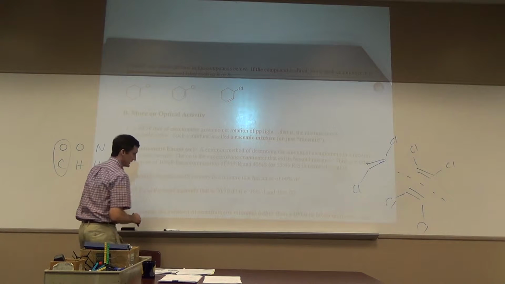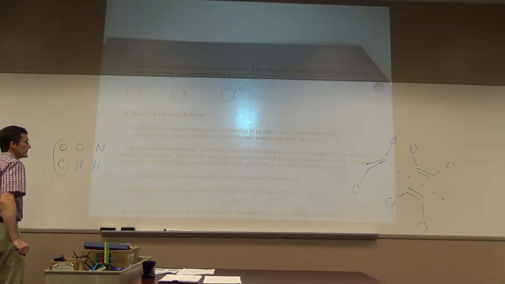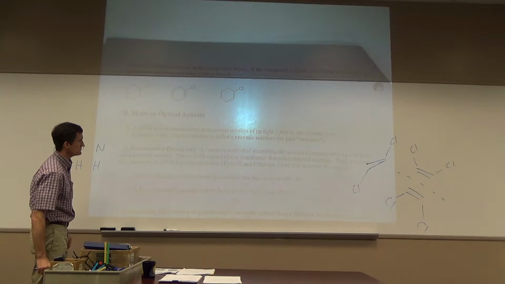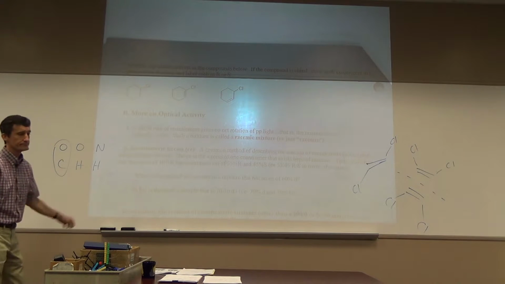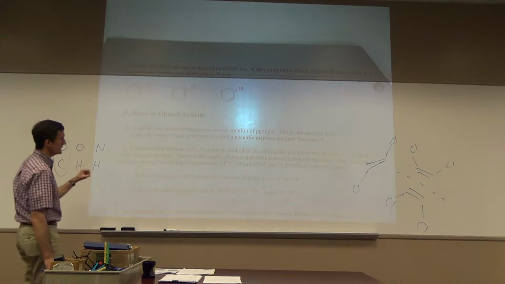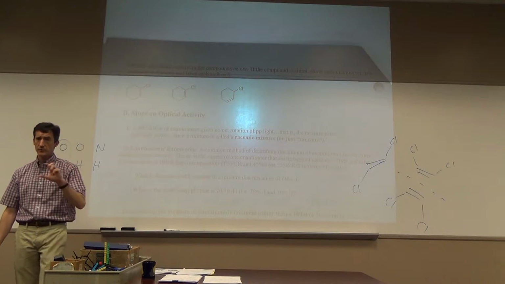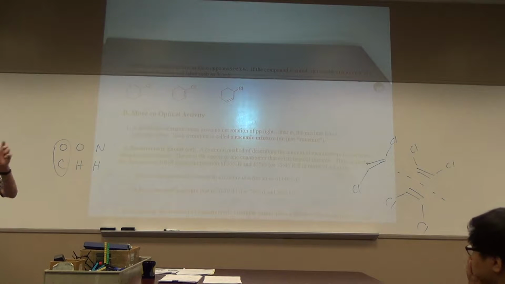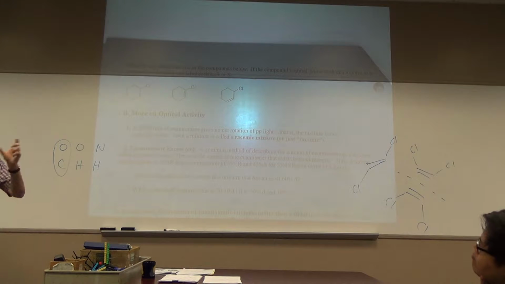Enantiomeric excess. Number 2. I know it's a little dim. Again, usually these show up well. Something about this projected colored paper. Okay, you've got it in front of you, number 2. Enantiomeric excess is a common way of describing essentially the ratio when you have a mixture other than 50-50. A 50-50 mixture is called racemic.